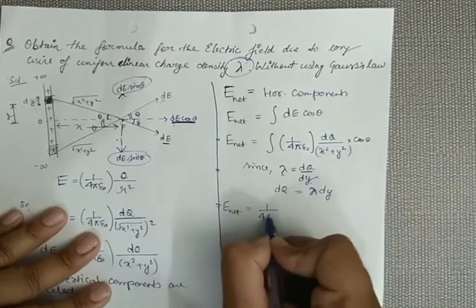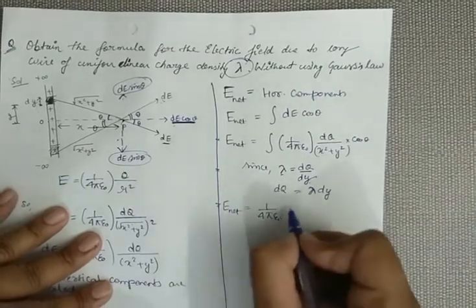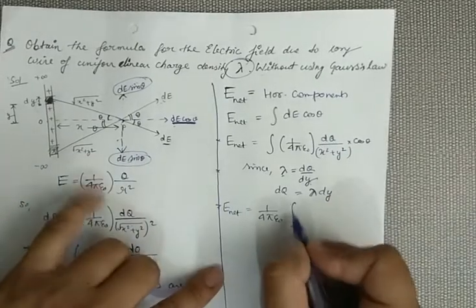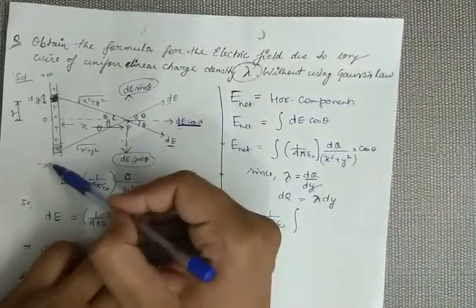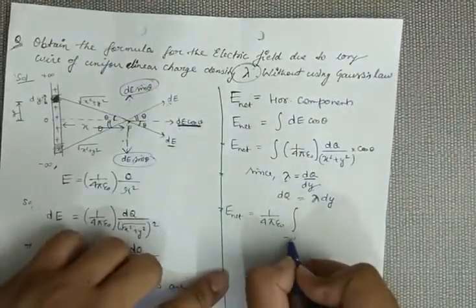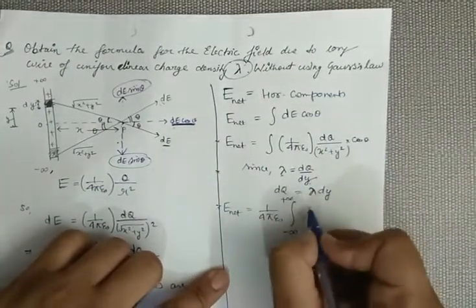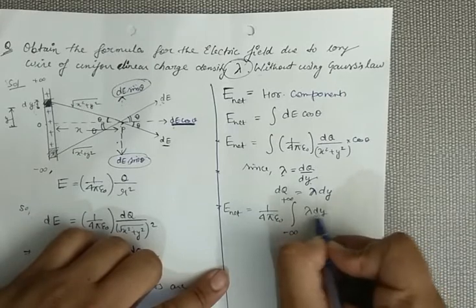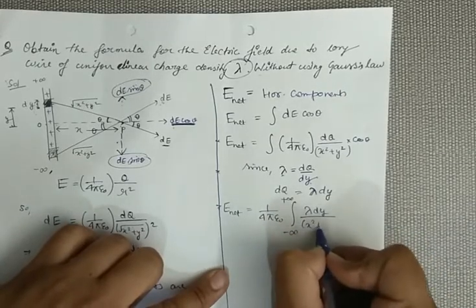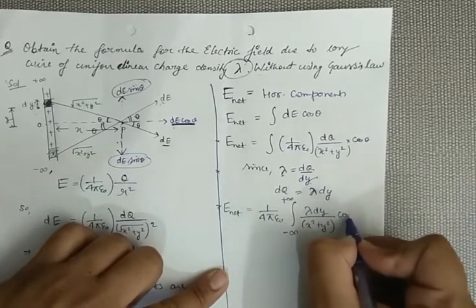1 upon 4 pi epsilon naught integrating. Now see, you have to use the limit. The wire extends from minus infinity to plus infinity. So from minus infinity to plus infinity, instead of dq, lambda times dy upon x square plus y square times cos theta.